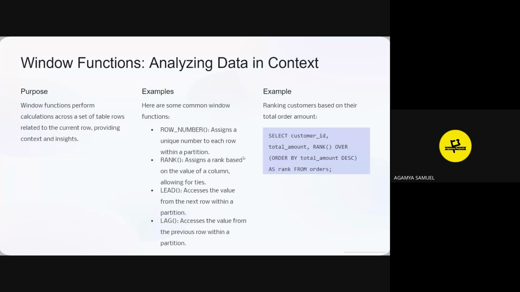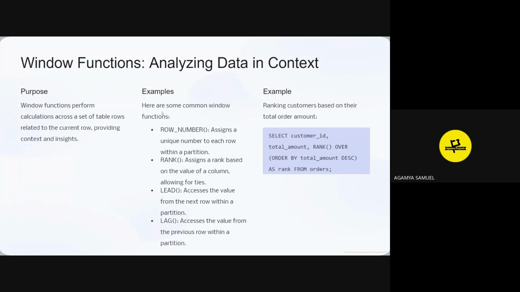So, the next topic is window functions, analyzing data in context. What are window functions? Window functions perform calculations across a set of table rows related to the current row, providing context and insight. You can think of a window function as performing calculations on individual rows within a group, but without modifying the structure of the table. Meaning we are keeping the original structure of the table intact.